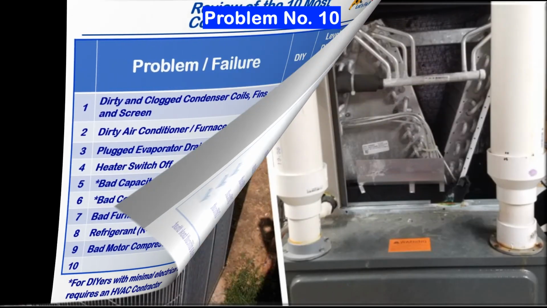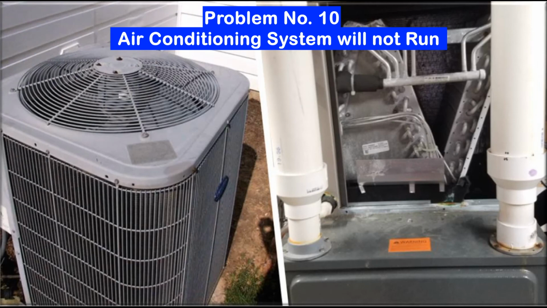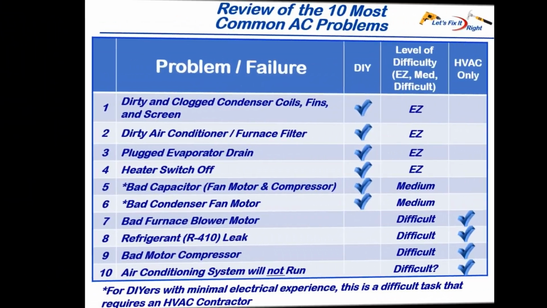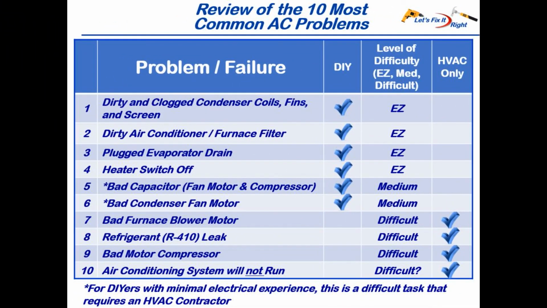If your system simply does not run, this could be a multitude of problems to include bad thermostat batteries, a broken wire inside your condenser electrical panel, a broken wire connecting to your compressor due to vibrations, a bad control board, a bad AC disconnect fuse, etc. Considering that this could require a lot of troubleshooting and parts changing beyond the capabilities of the standard do-it-yourselfer, I'm rating this as a difficult problem that requires an HVAC contractor to fix.